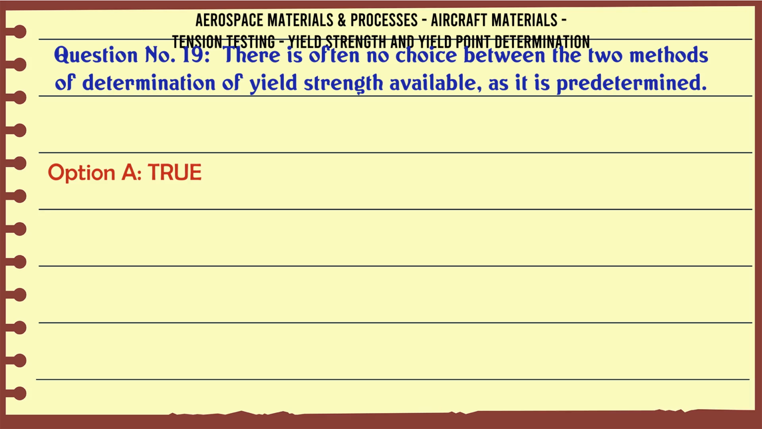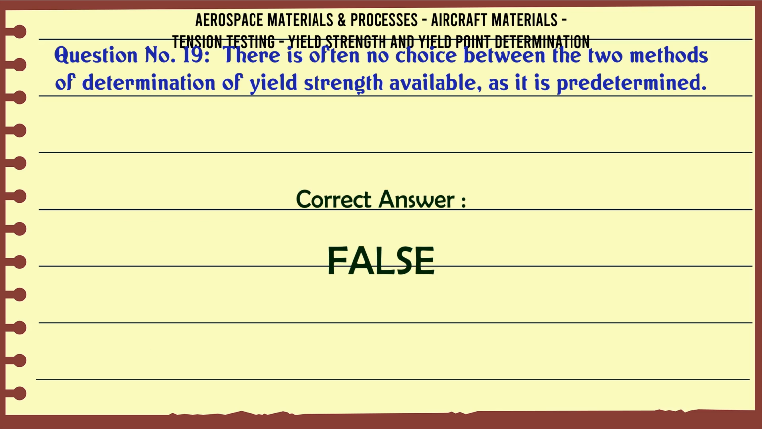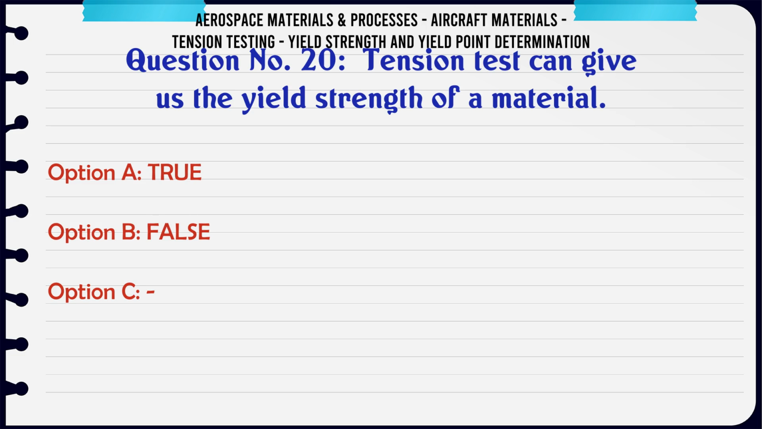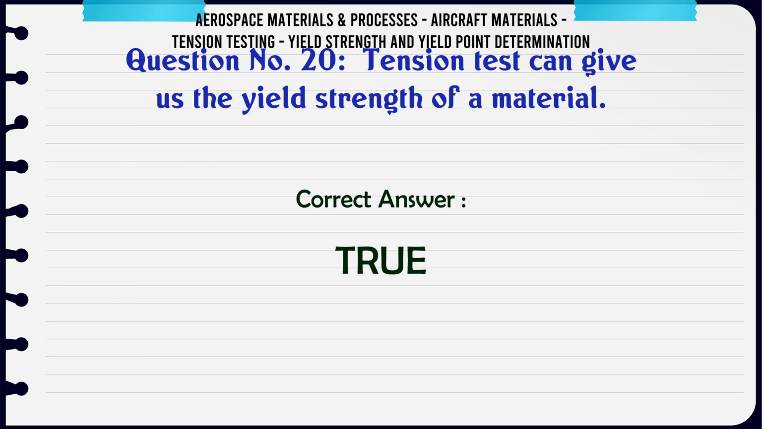There is often no choice between the two methods of determination of yield strength available, as it is predetermined. A. True. B. False. The correct answer is false. Tension test can give us the yield strength of a material. A. True. B. False. The correct answer is true.